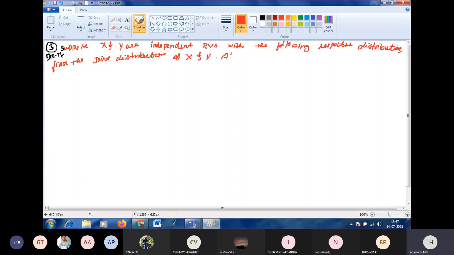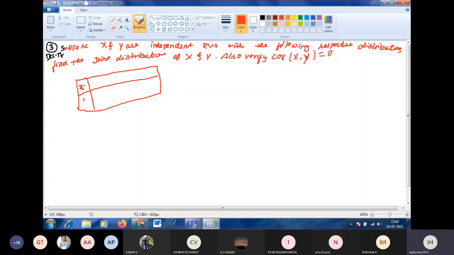Also verify that the covariance of x comma y is equal to 0. So what are they given? They are given the marginal values.